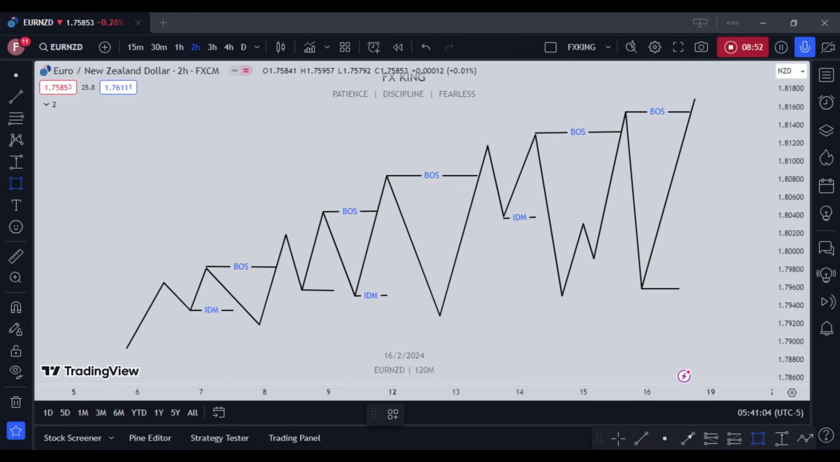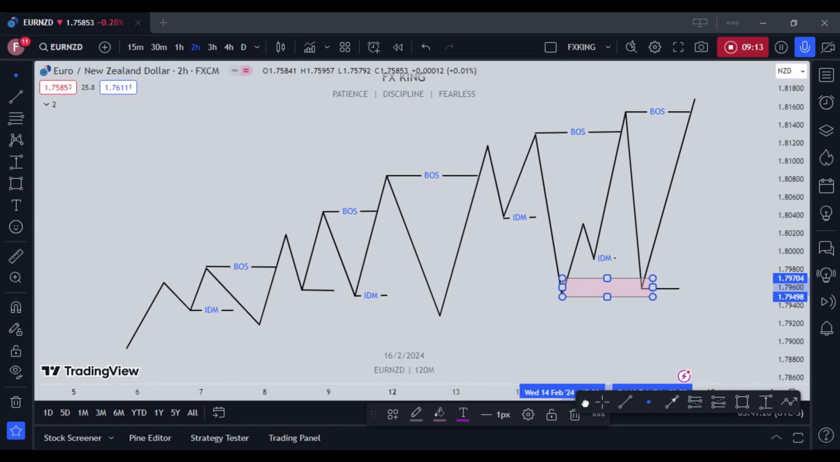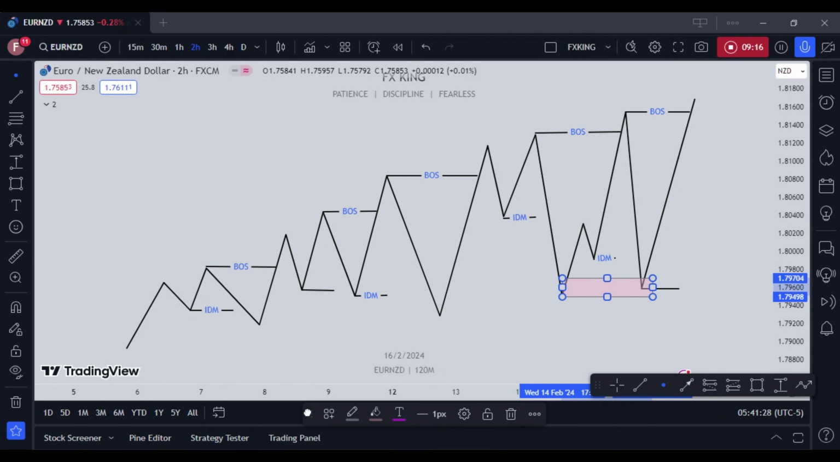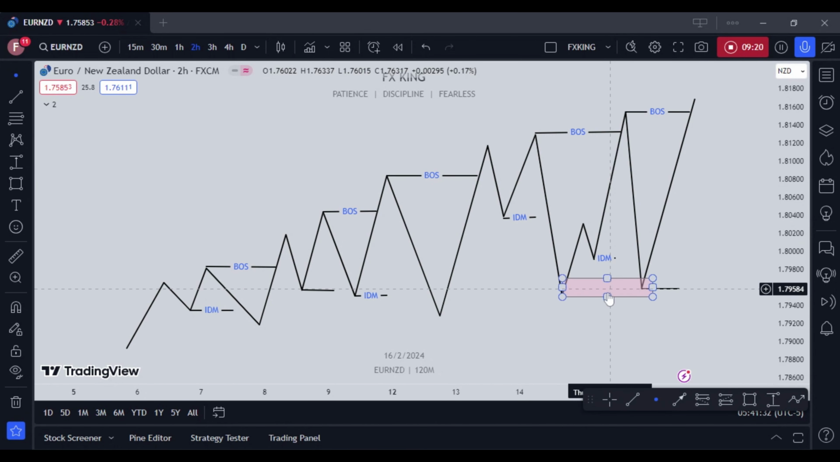After price takes out this inducement here, you can start looking for your order block. Sorry about that. So if you practice this and you follow this simple example, you'll be very profitable.